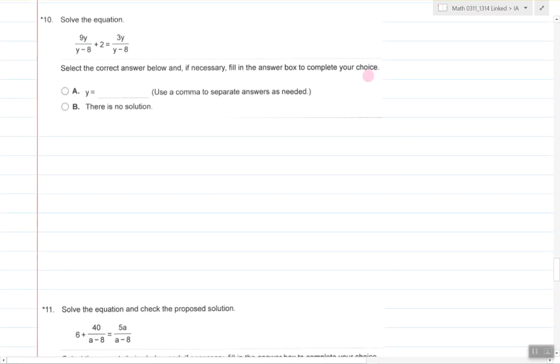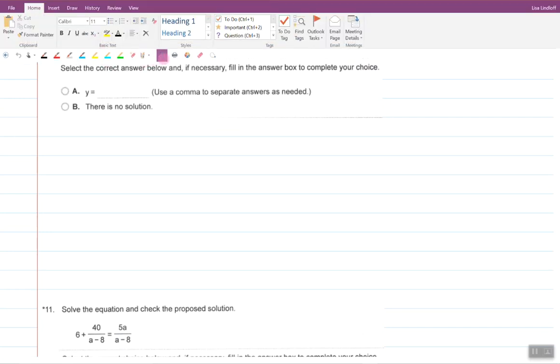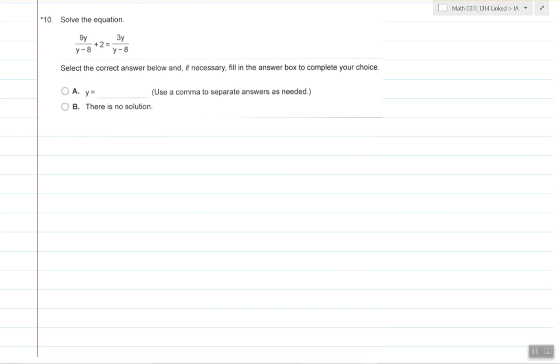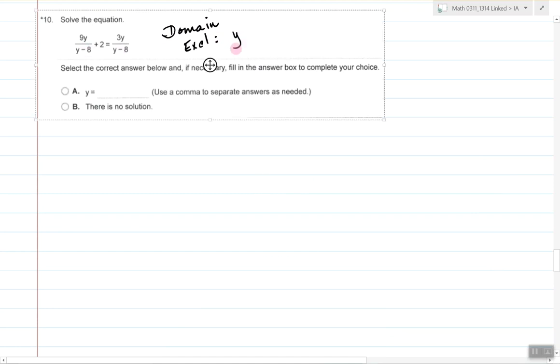Let's look at number 10. Now, something that's different about number 10 is that the denominators contain variables. So there can be a domain exclusion. So I'm going to go ahead and look at that. Both of the variable expressions are y minus 8. So if I set that equal to 0, y is equal to 8. That is the domain exclusion.